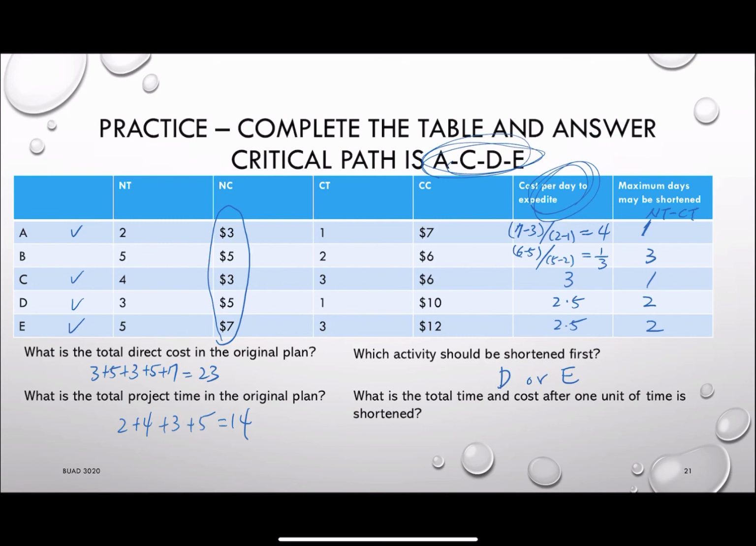Once we do that, the total cost will become 23 plus 2.5. That will be 25.5. So this is the cost. And the duration will become 14 subtracted by 1 unit, which is 13. So this way we know if you spend $2.5 more, you will be able to reduce the total duration from 14 to 13.